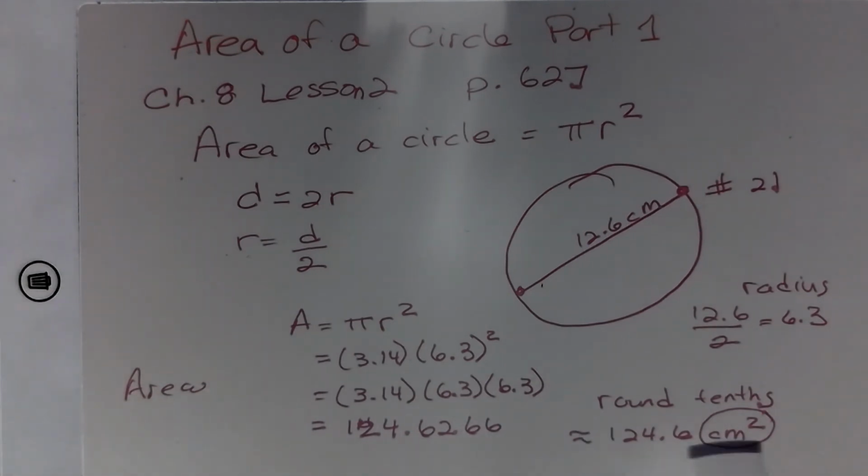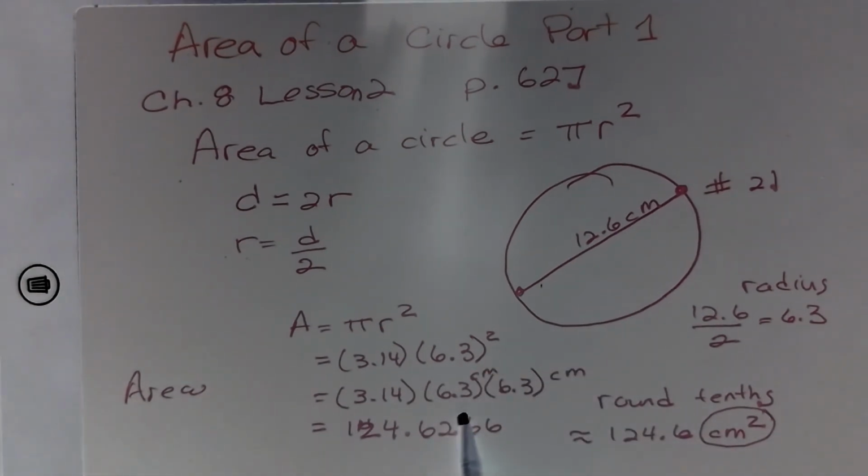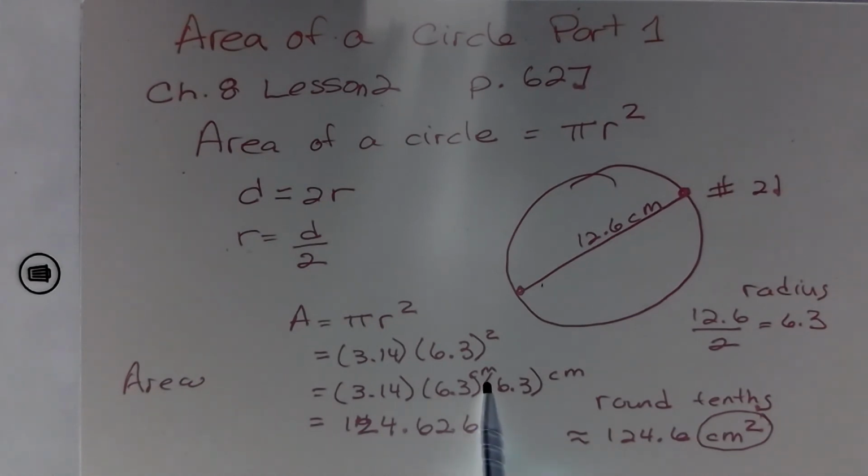And the reason why, let me explain, because I forgot to put this. This is 6.3 centimeters, 6.3 centimeters. So this is 6.3 centimeters times 6.3 centimeters. This will give me centimeters squared. So if it's a number with the square on top and you solve it, it has to have the unit of measurement and then the 2. That's only for the area. So this is part 1. Let me go ahead and show you the next part over here, which is area of a circle.